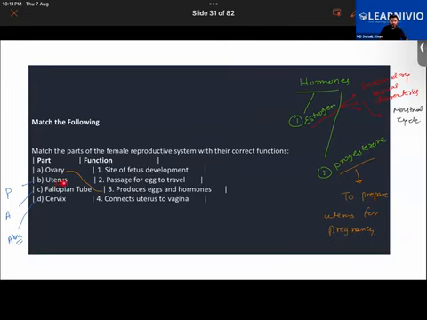Site of fetus development. Very good. Yeah, fallopian tube. Abu Bakr, second one. This one is for you. Cervix actually. This one you will answer, Abu Bakr. Connects uterus to vagina. Good.